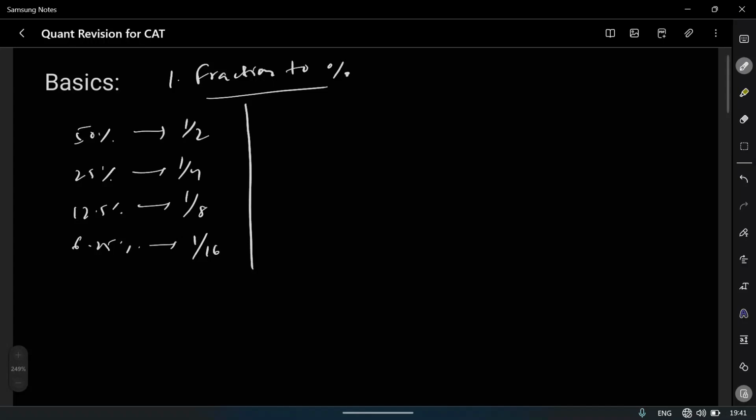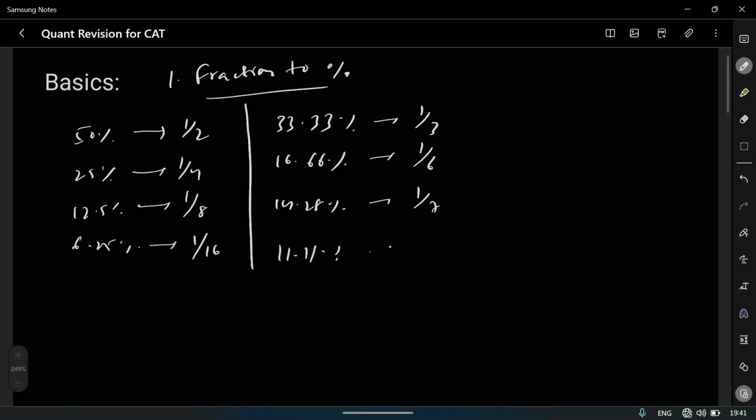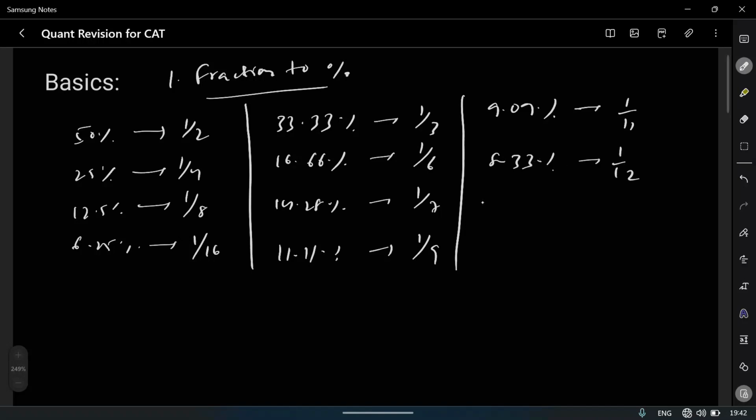After that, 33.33%, which is 1 by 3, 16.66% is 1 by 6, 14.28%, which is 1 by 7, 11.11%, which is 1 by 9, 9.09%, which is 1 by 11, 8.33%, which is 1 by 12, 7.69%, which is 1 by 13.